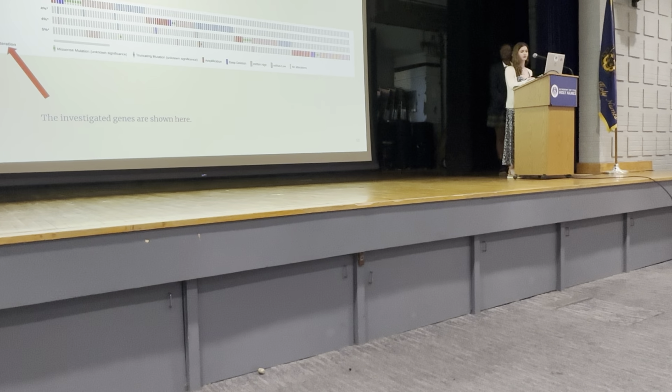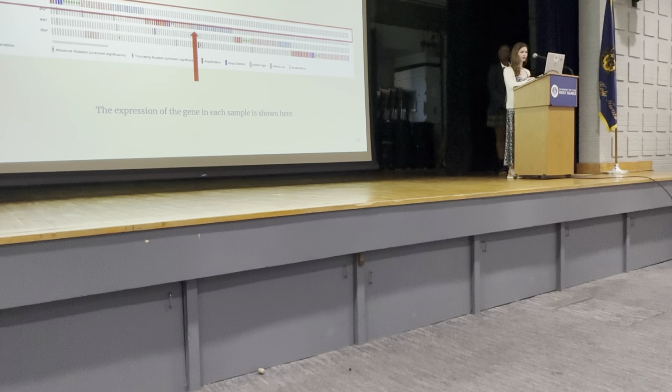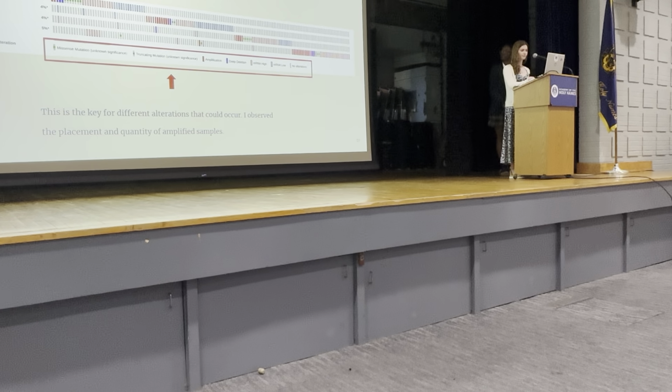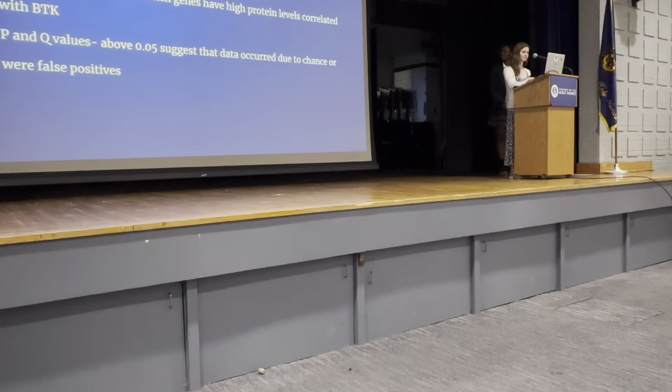The genes that I observed can be found to the left, and this horizontal section shows the expression of each gene in each sample. This key shows the different mutations that could occur within the samples. My experiment observed the placement and quantity of amplified samples, or the red marks. In addition to OncoPrints, I observed the co-expression of each gene and BTK. Co-expression shows which genes have mRNA protein levels correlated with the query genes.